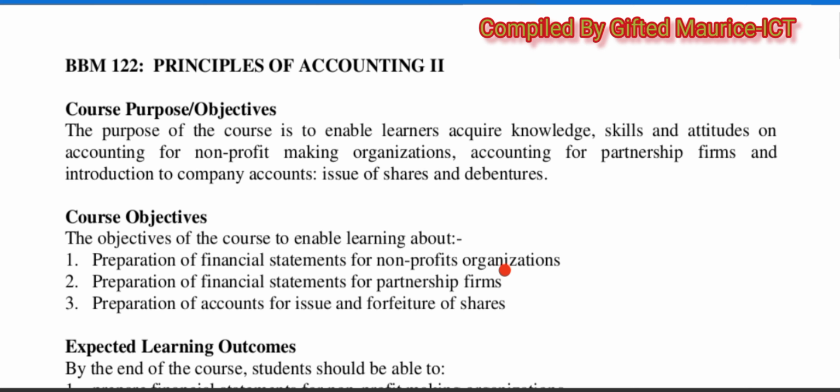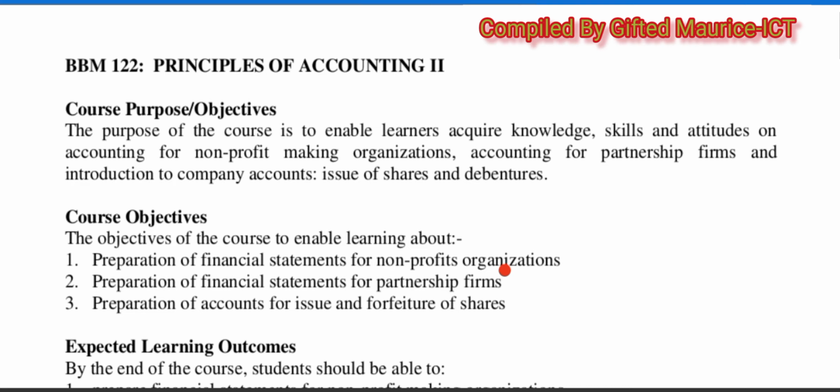And thirdly, we will look at preparation of accounts of issue of shares and debentures. And when we talk about issue of shares, there will be other areas of concern that we will look at that includes forfeiture of shares. And when we talk about forfeiture, we are talking about the cancellation of already issued shares.